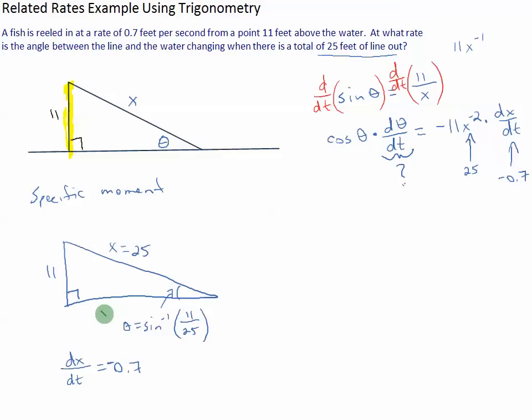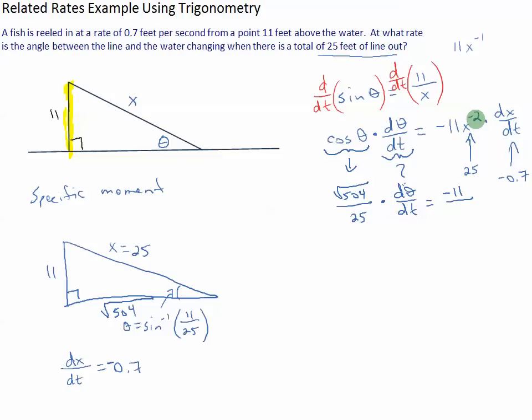Well, the adjacent side would be calculated using the Pythagorean theorem. Squaring this, I get 625 minus 121, which I believe is 504. Let me double check that real quick. And yes, that appears to be right. So now for the cosine of theta, I can plug in adjacent over hypotenuse, which is square root of 504 over 25. So I have that times our unknown d theta/dt equals negative 11.